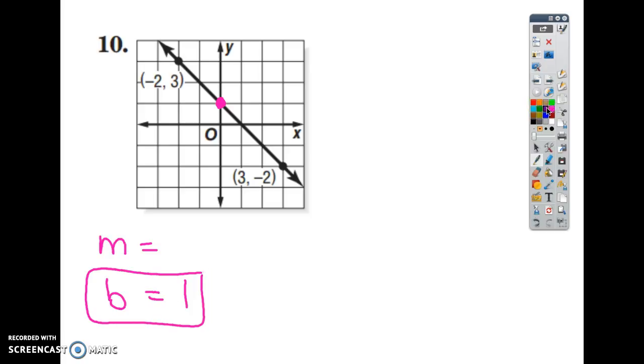How would I find the slope? Rise over run. Now, they also gave you 2 points. So if you don't know how to do rise over run, you can take those 2 points and plug them into the formula, which we're going to do in a little bit for the next problem. But you can do the slope formula for those 2 points and figure out the slope that way.